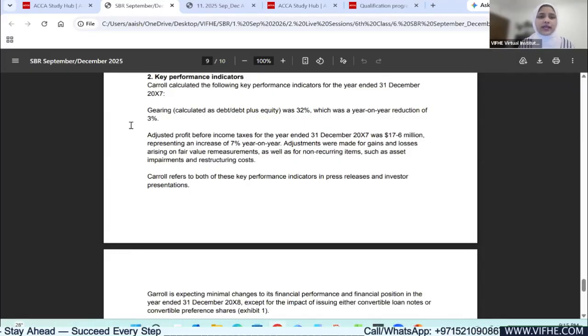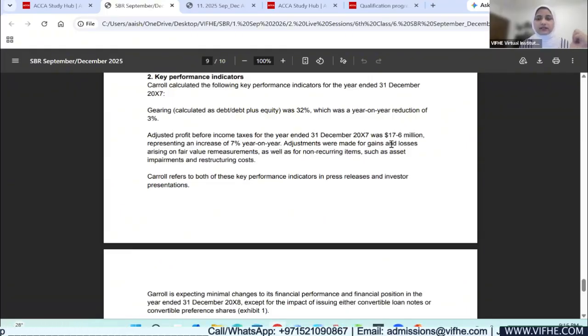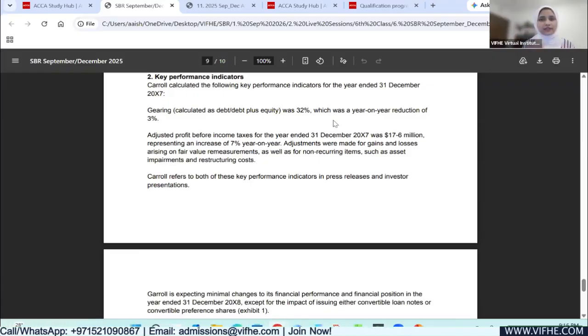A year-on-year trend. Adjusted profit before income taxes for the year ended 31st December 2007 was 17.6 million, representing a 7% increase year-on-year. Okay. Gearing was decreasing 3% year-on-year and profit was increasing 7% year-on-year. Adjustments were made for gains and losses arising on fair value measurements, as well as non-recurring items, such as asset impairments and restructuring costs.